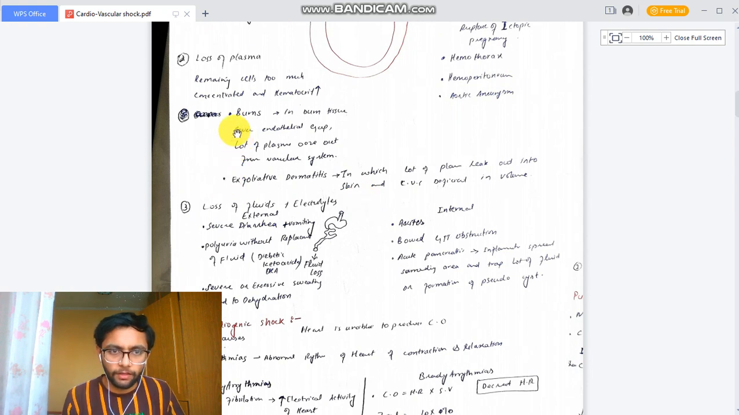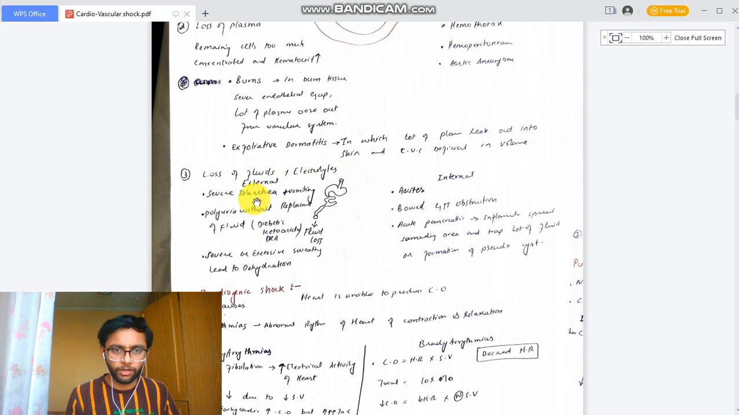And then the burns. In burns, there is severe endothelial gap in the tissues, and a lot of plasma oozes out of the volume system. In exfoliative dermatitis, a lot of plasma leaks out into the skin. There is loss of volume, fluid, and electrolytes.